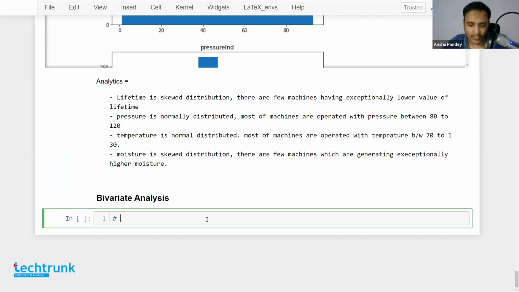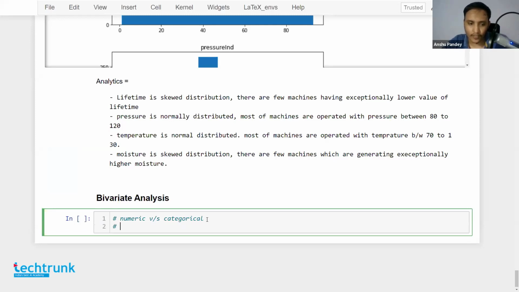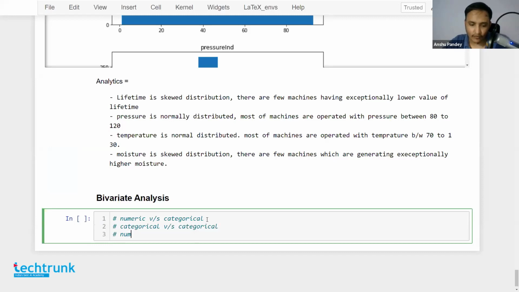So this is where you may want to compare a numeric versus a categorical. The other one could be comparing a categorical, as our target is categorical, versus categorical. And the other one could be numeric versus numeric. We don't have a situation of numeric versus numeric, so we'll not be looking at that. But we'll be looking at what graphs to use.